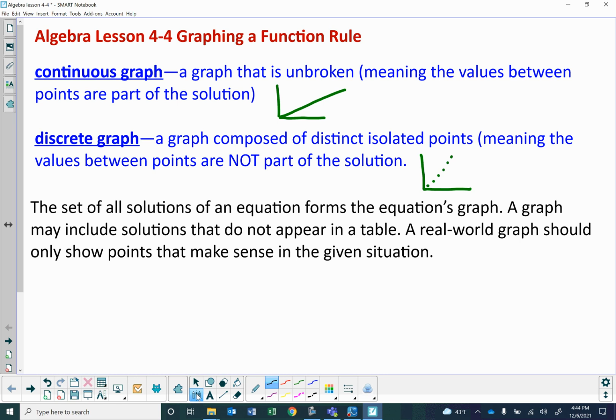All right. The set of all solutions of an equation forms the equation's graph. A graph may include solutions that do not appear in a table. A table is a small snippet. The graph can go on forever in either direction, so most times it should show points that show you everything. A real-world graph should only show points that make sense in the given situation. For instance, on my hot dog problem, I only used quadrant 1 because you cannot have a negative number of hot dogs. So therefore, it will always be points versus a line.